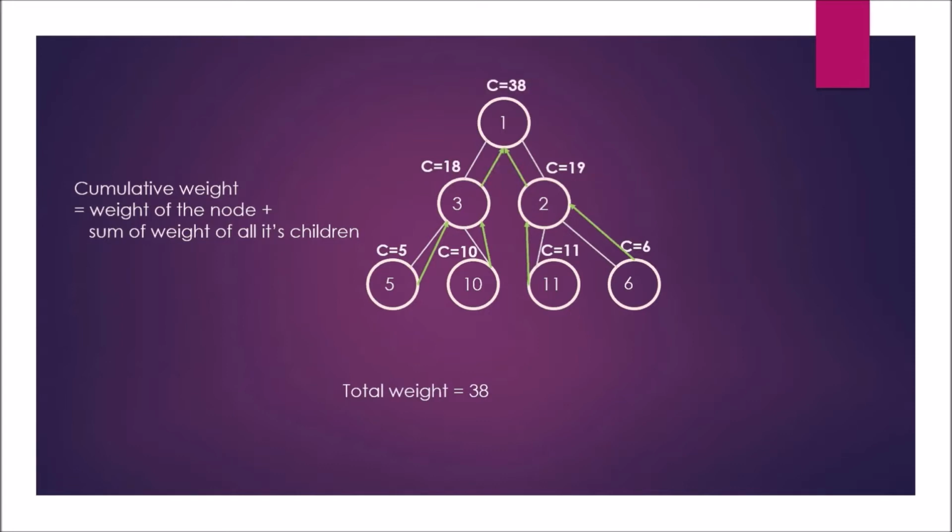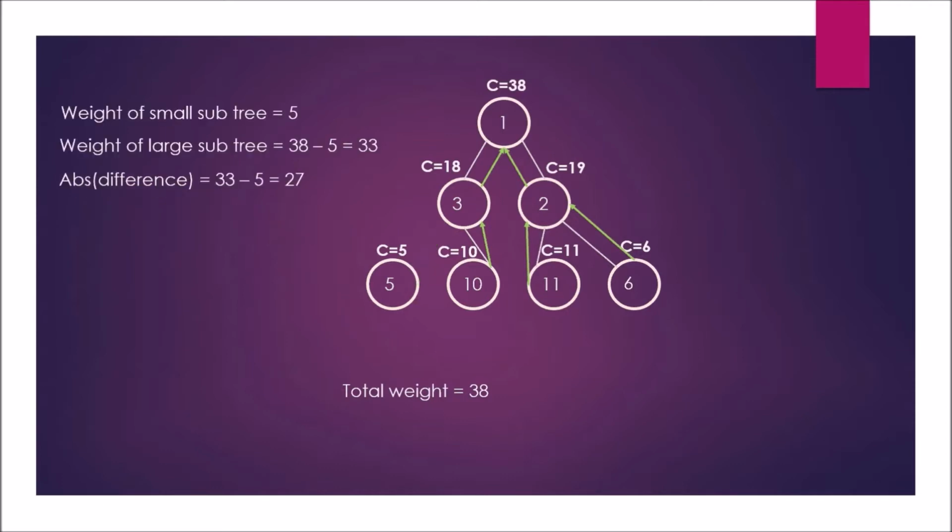Now the question arises, how is the cumulative weight going to help us in any way? For that, let's look at an example. In this example we have removed the edge that was connecting this node and node 3. So the weight of the smaller subtree is 5, and the weight of the large subtree is total weight minus 5. That will give us the remaining weight of the large subtree. Now the absolute difference would be the weight of the large subtree minus the weight of the small subtree, which gives us 27.